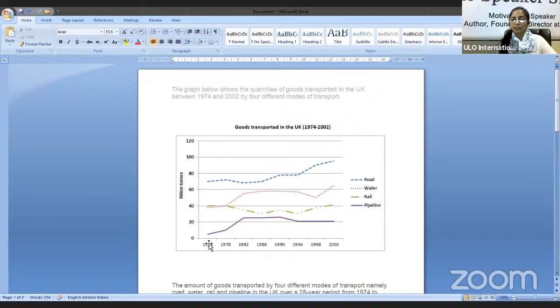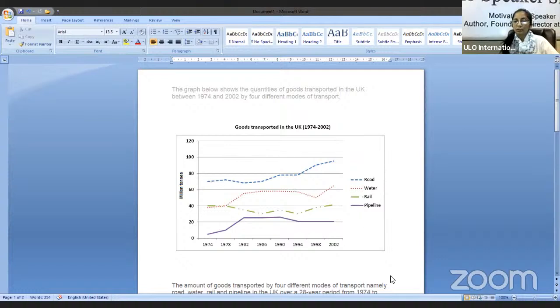And in the horizontal axis, we are given the dates, we can say years, from 1974 to 2002. So we have to summarize the information given in the chart by writing the figures and comparing the figures with each other. In this line chart, we can compare the information to one another.